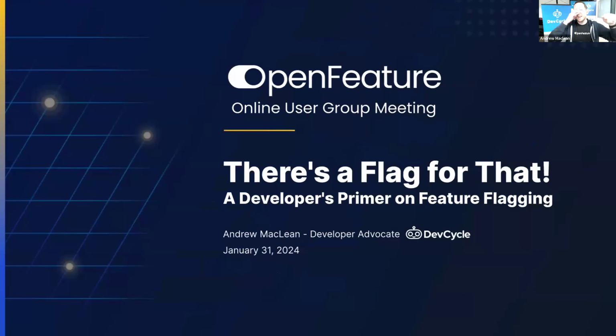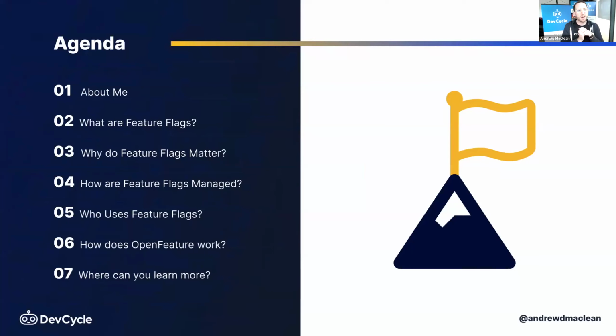Welcome, everybody, to this first online user group meeting. My name's Andrew, and I'm super excited for today's talk: There's a flag for that, a developer's primer on feature flagging. In today's talk, I'll tell you a little bit about me, but then we'll jump into the meat of things: what are feature flags, why do feature flags matter, how are they managed, who's using them, how OpenFeature fits in, and actually we're going to get a not-live demo.